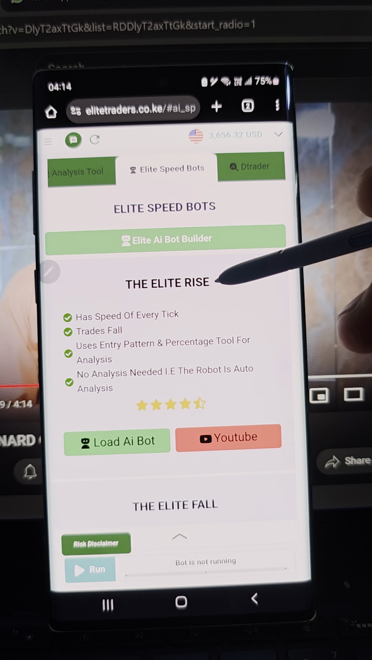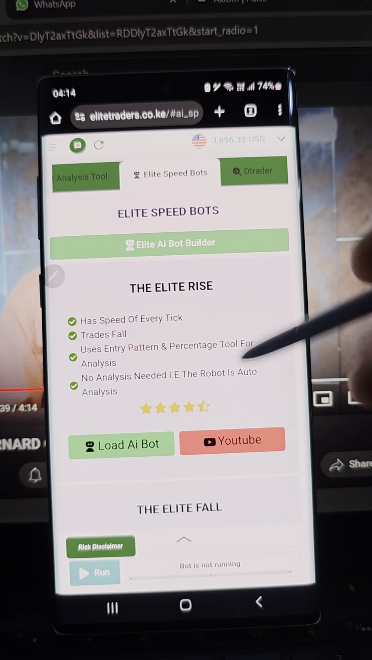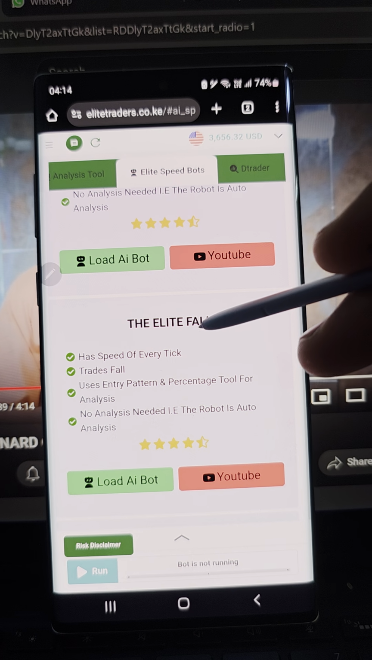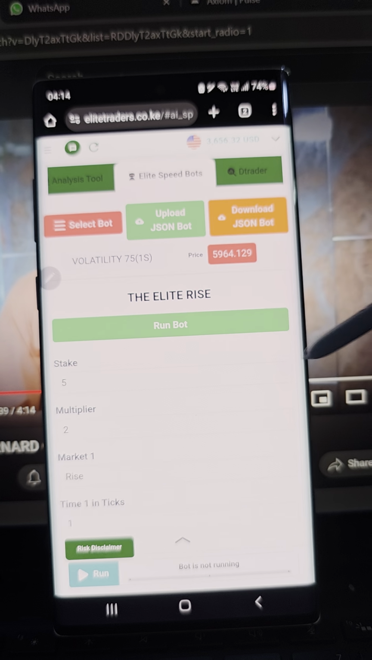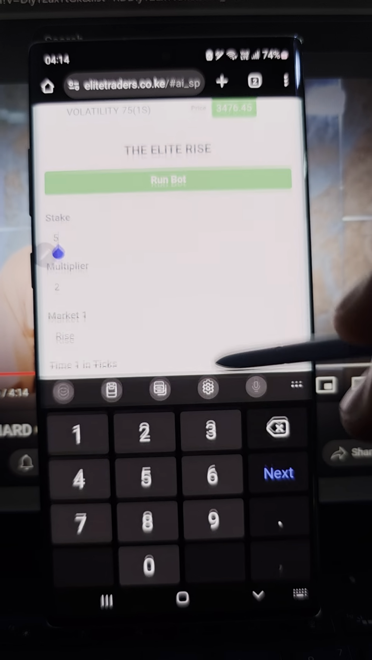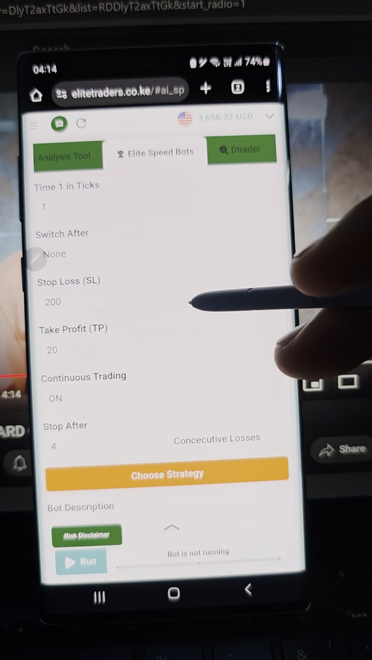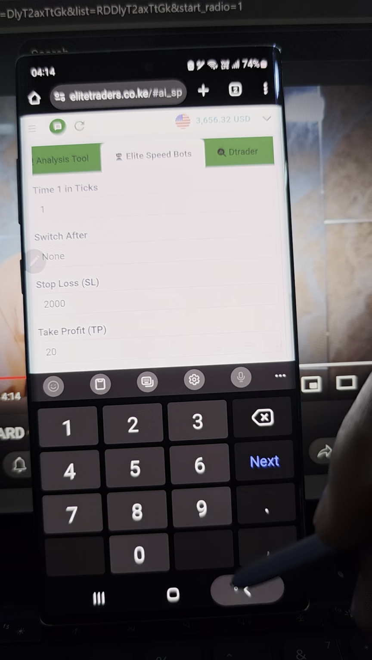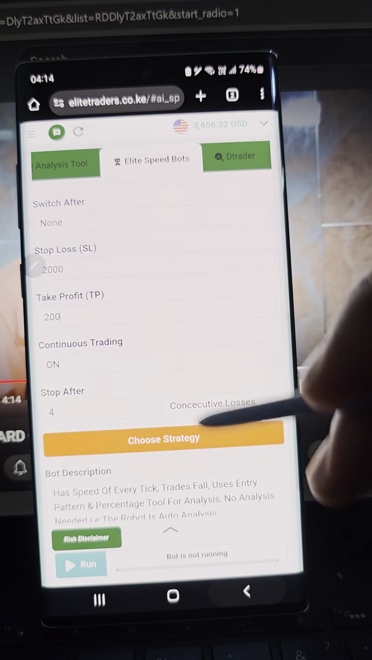So we have this robot by the name the Alright Rise. This robot is trading the rise market. We have this other robot by the name the Alright Fall, which is trading the fall market. Let's probably trade with this one. So I'll do a stake of like 55 USD, increase my stop loss, then my target profit is just 200 USD.